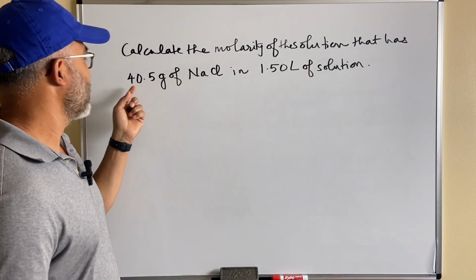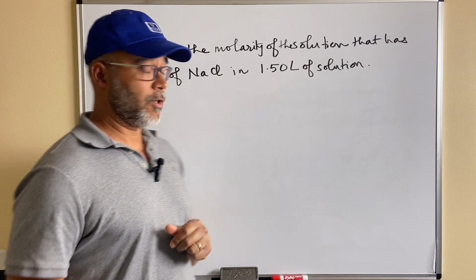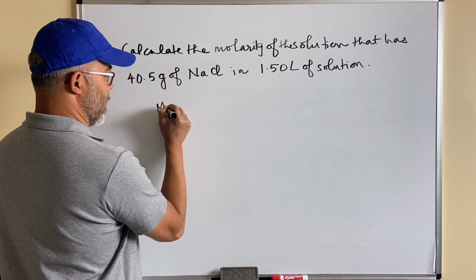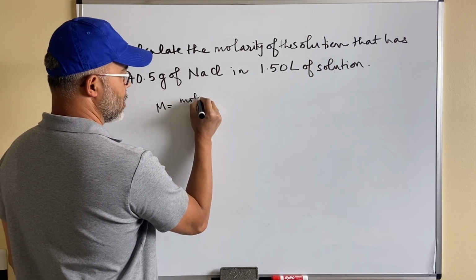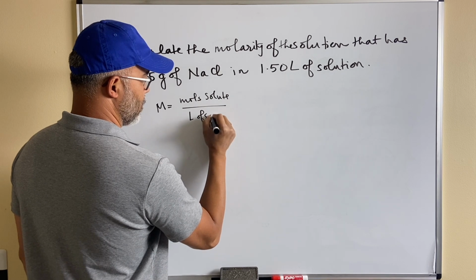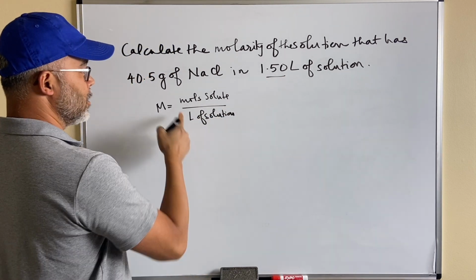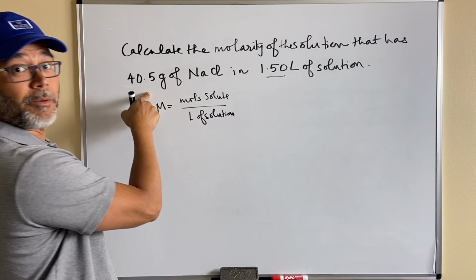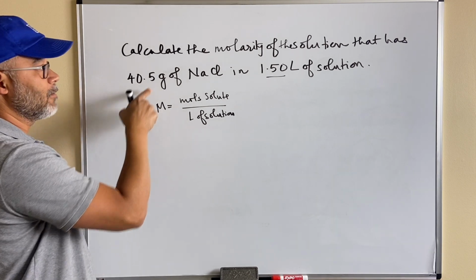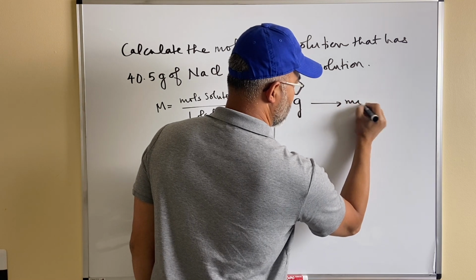Let's take a look at the following problem where you have to calculate the molarity of the solution that has 40.5 grams of sodium chloride in 1.50 liters of solution. Okay, so what we need to remember is that molarity, M, is equal to moles of solute over liters of solution. So we know the liters, that's given to us. The moles of solute we do not have. We've been given grams of solute, right? So the first thing we need to do is convert grams to moles.